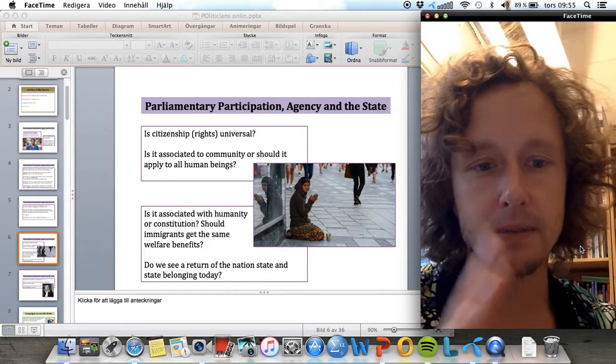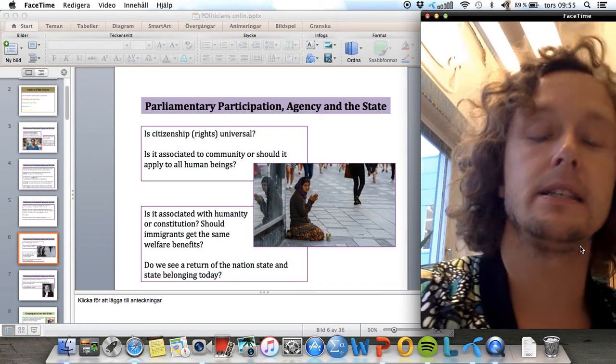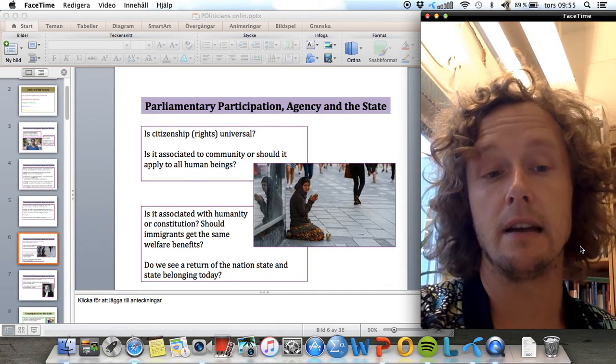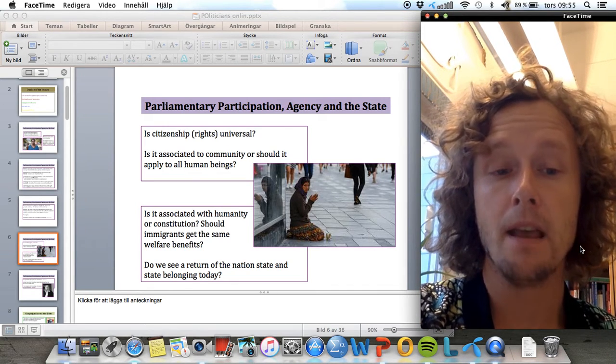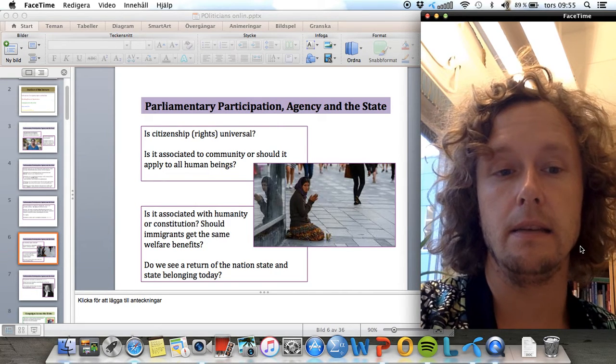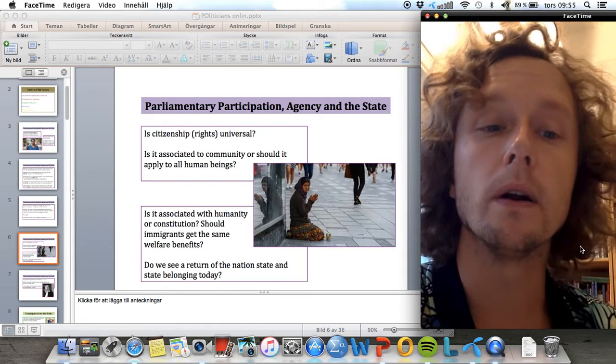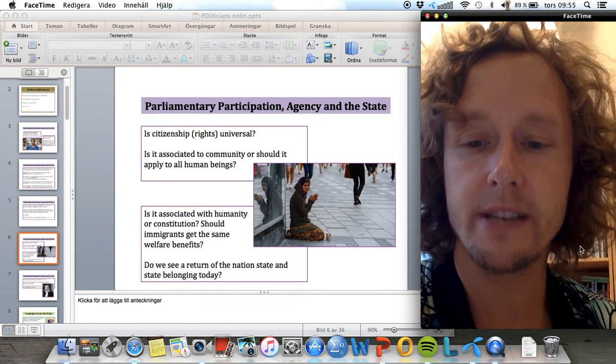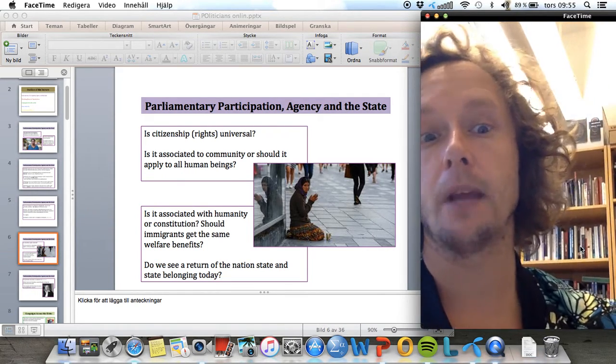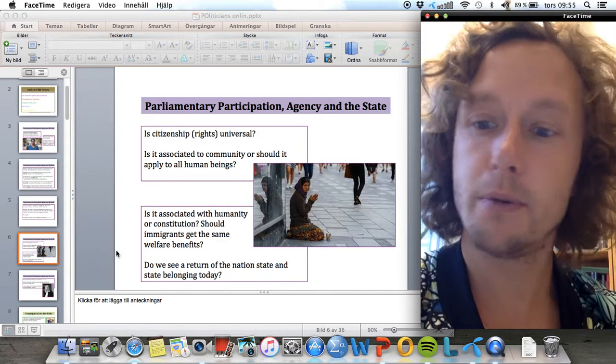However, perhaps then a differentiation between citizenship rights and human rights, which then underlines that the state indeed is important for citizenship rights, and it perhaps is becoming even more so. Do we see a return of the state today, or state belonging? I don't know. This is a question I pose to you.